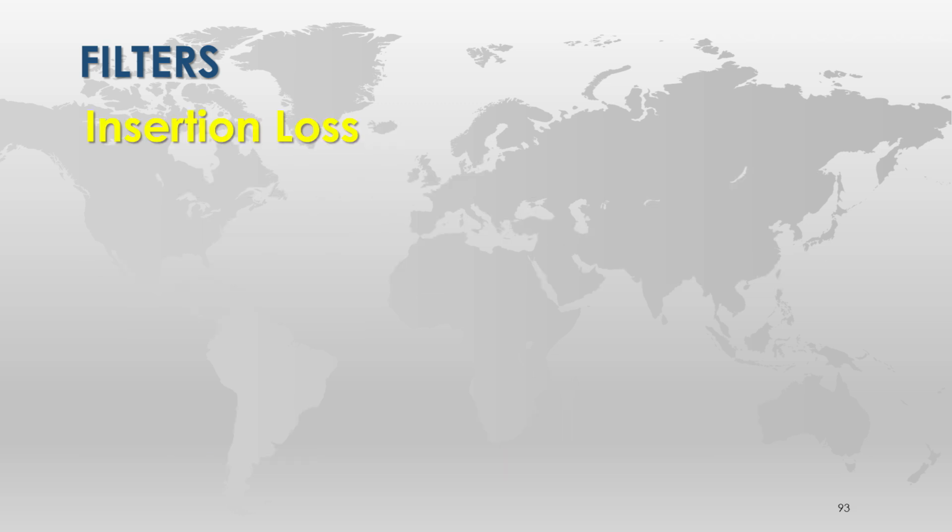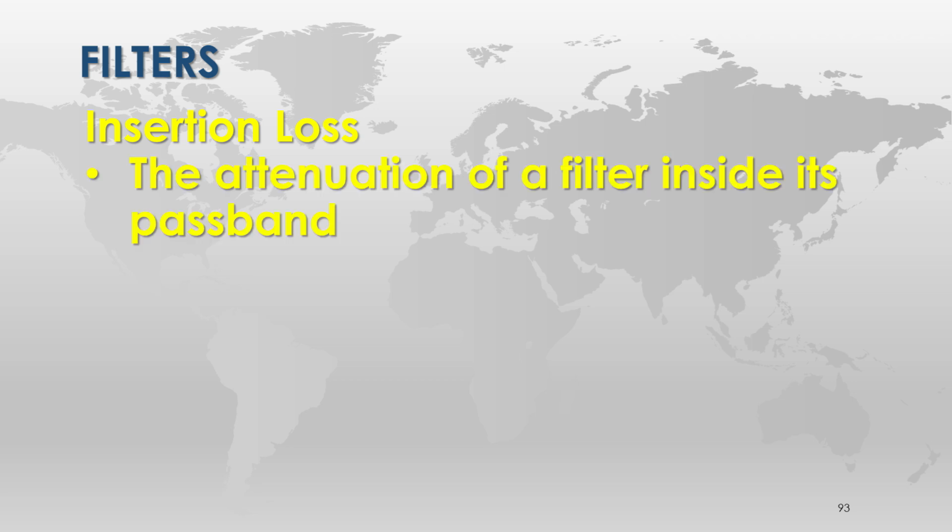Insertion loss is the attenuation of a filter inside its pass band. So this is the loss of signal created by putting the filter in the line. So when you've got power going out and you put a filter in there to limit extraneous interference, it's going to have some kind of a loss. So that's what we're talking about. So if you put 100 watts in, you're not going to get 100 watts out on the other side of the filter, even though it's in the pass band.